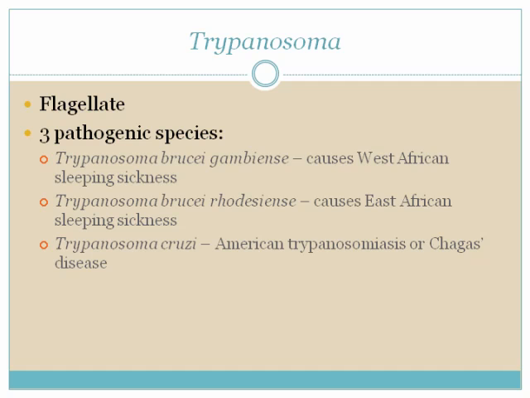Trypanosoma species are flagellates as well. You can see the three pathogenic species there. We have Trypanosoma brucei gambiense. This one causes West African sleeping sickness. Trypanosoma brucei rhodesiense causes East African sleeping sickness.